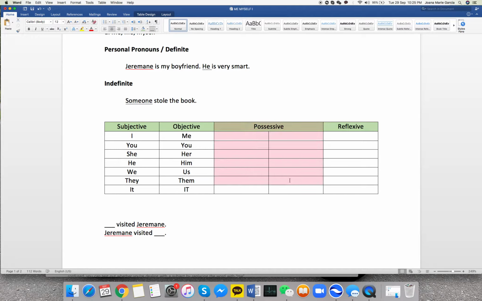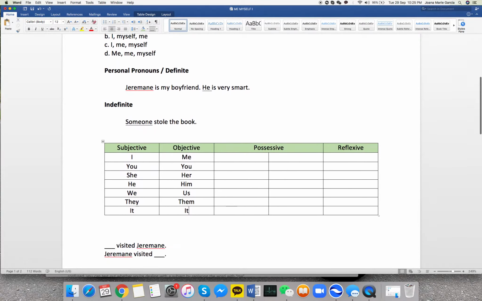We're going to skip the possessive form and talk about that later on in our next videos. But for now, since our focus is on subjective, objective, and reflexive, we're going to focus on these ones first.